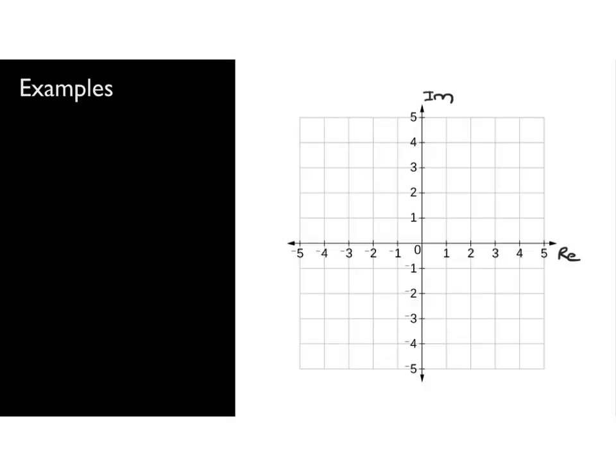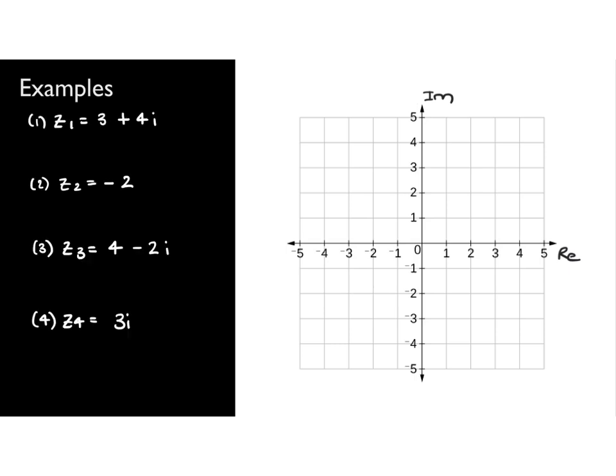So we're going to now look at a few examples. In each case, you need to sketch the complex number on the Argand diagram and then calculate its modulus, simplifying where possible. So let's have a look at these examples. So number 1, z1 is equal to 3 plus 4i. So 3 plus 4i would look like that, and we need to work out the length of this line. So the modulus of z1 is obviously going to be the square root of 3 squared plus 4 squared, which is equal to 5.